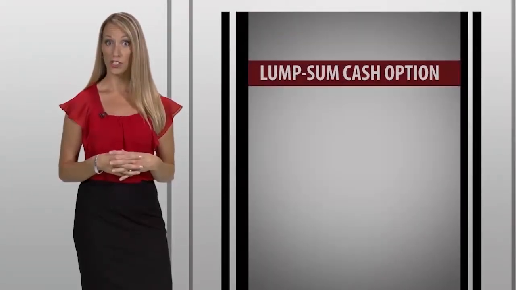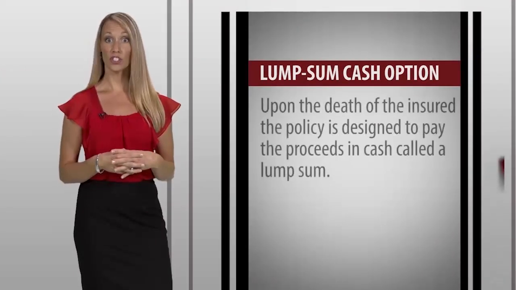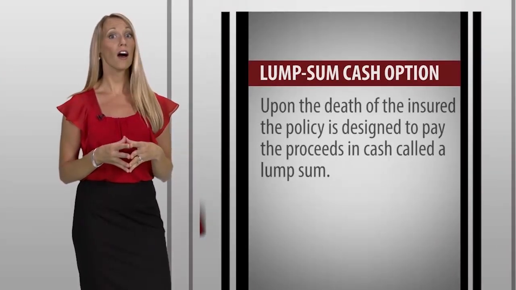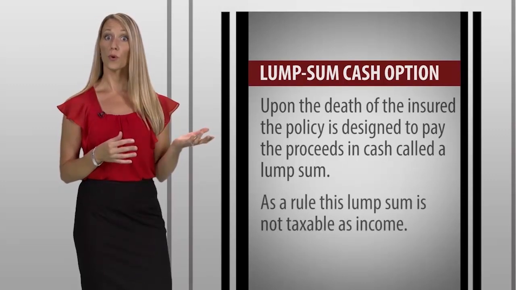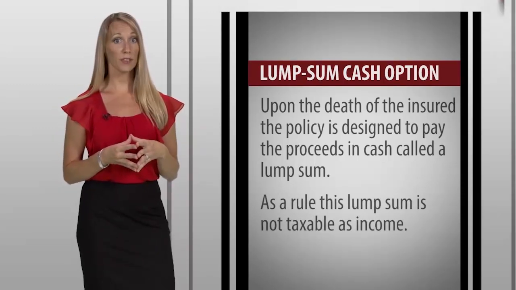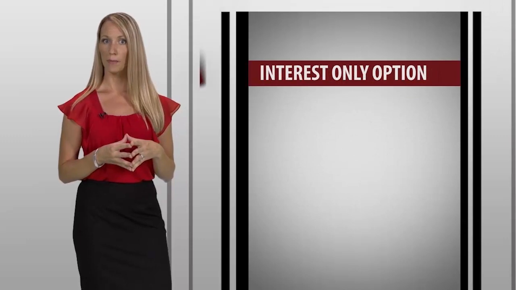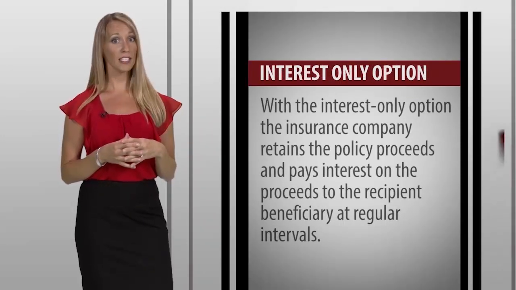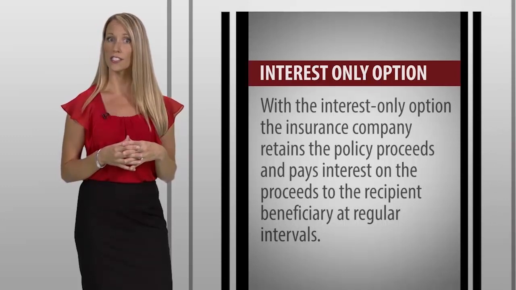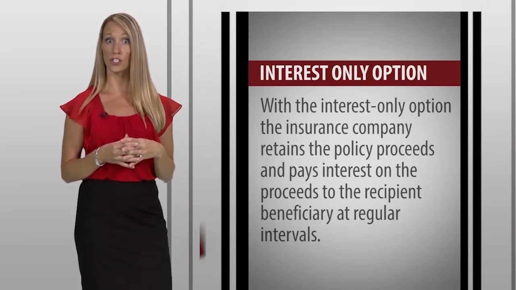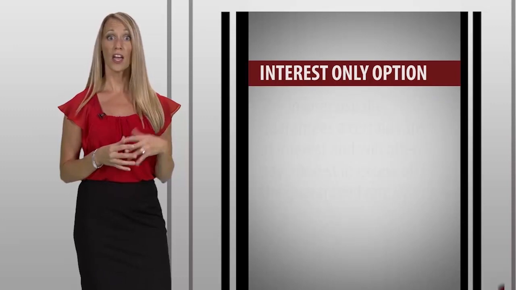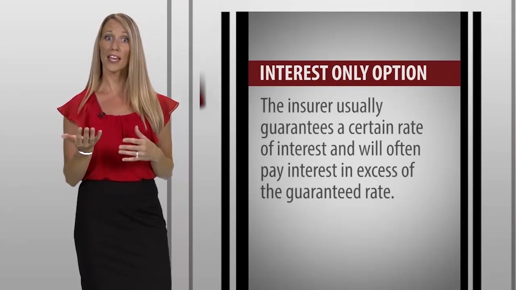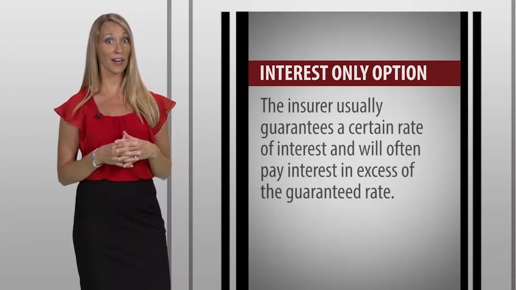Lump sum cash option. Upon the death of the insured, the policy is designed to pay the proceeds in cash called a lump sum. As a rule, this lump sum is not taxable as income. Interest-only option. With the interest-only option, the insurance company retains the policy proceeds and pays interest on the proceeds to the recipient beneficiary at regular intervals. The insurer usually guarantees a certain rate of interest and will often pay interest in excess of the guaranteed rate.